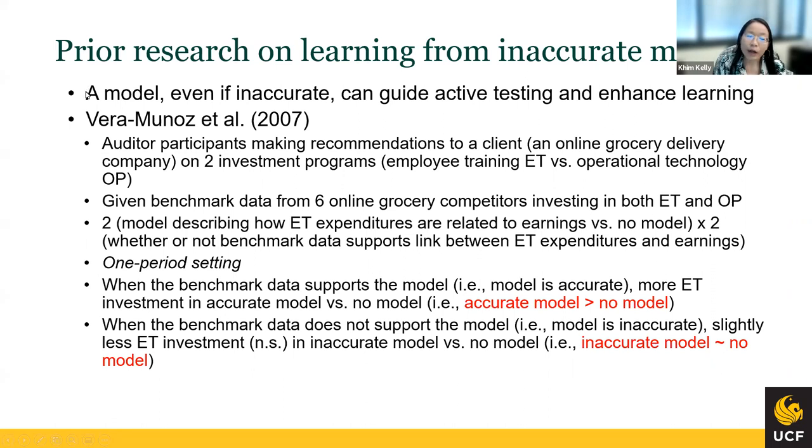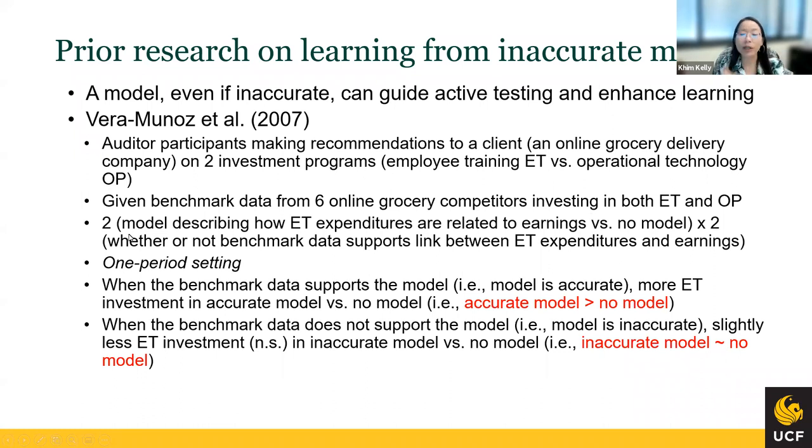So what I think some prior research has shown is that a model, even if it's inaccurate, can guide active hypothesis testing, and therefore it can actually help learning. So one nice paper is by Sandra Vera Munoz and her colleagues, and this is a CAR paper again in 2007, an experiment. So what they did was they had auditor participants. They are making recommendations to a hypothetical client. This is an online grocery delivery company. And the recommendation is on whether to invest in employee training or operational technology. So two programs. They give the participants benchmark data from six competitors that are investing in both programs, right?